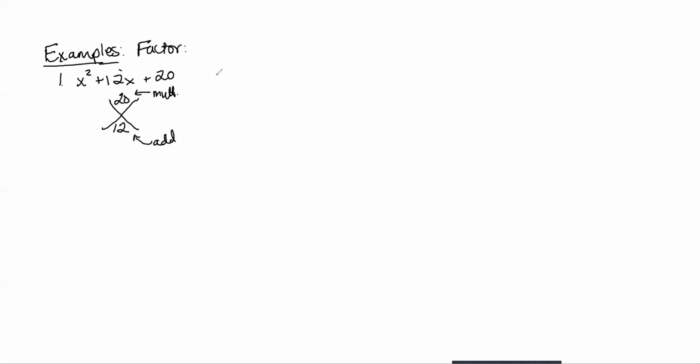So 20: 1 times 20, then go up from 1, 2 times 10, 3 doesn't go into it. And you can always stop when you get to the two numbers. So if you notice 2 and 10 add up to 12, those are our two numbers. And so now we can go straight to our answer. So it's again an x squared, so it's going to be x plus 2, and then x plus 10.